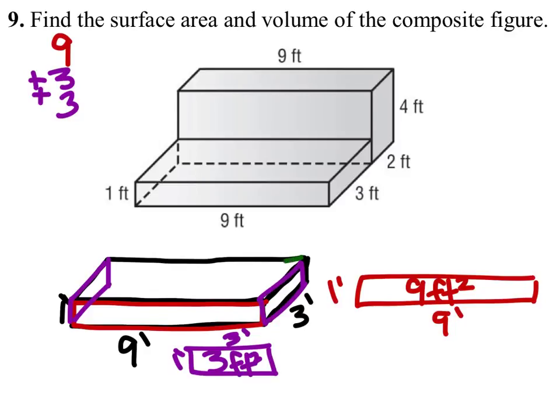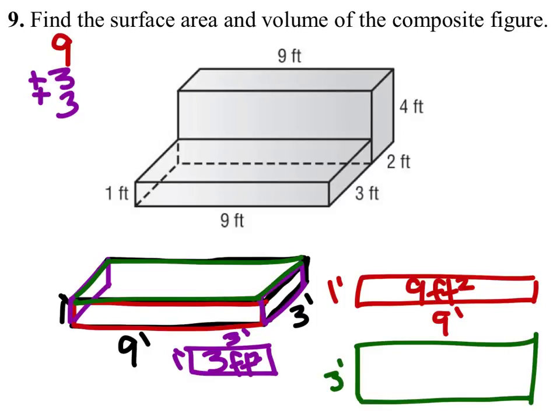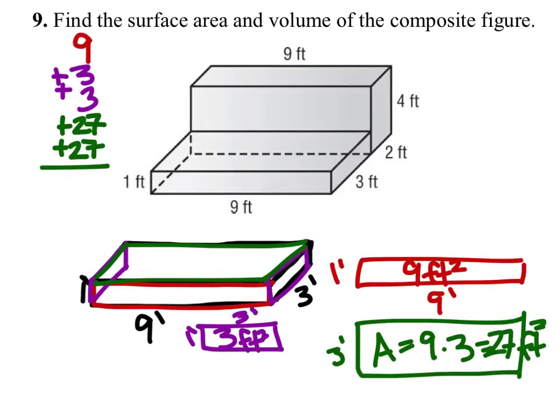Next up, I have the top of this portion of this rectangular prism, which is a 9 foot by 3 foot rectangle. So if I want the area of this thing, I'm going to take 9 and multiply it by 3, which would give me 27 square feet. Now that's just the top. I also need to match it with the bottom here. So I'm tacking on another 27.